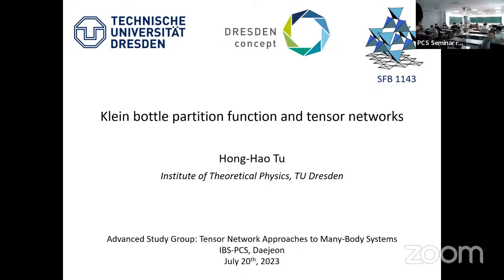His research, I would say, is really unique because some people focus on numerics, some people focus on analytics, but he is one of the few persons that can do both. As the title says, he has been connecting many interesting ideas from field theory, especially conformal field theory, and the numerical methods using tensor networks. So I'm always pleased by what he's talking about.